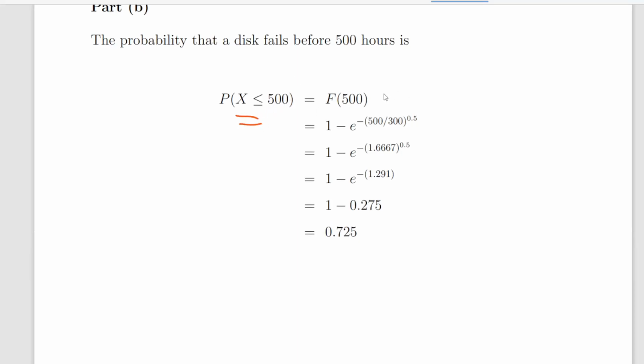The second part is calculate the probability that the disk fails before 500 hours, so it's the cumulative distribution function of 500. So 500 divided by 300 is 1.66, and we get the square root of that, which is 1.291. So we're looking for the exponential of minus 1.291, and that is 0.275. So altogether 1 minus that exponential, 1 minus 0.275, gives us 0.725. So that is the second part of that.